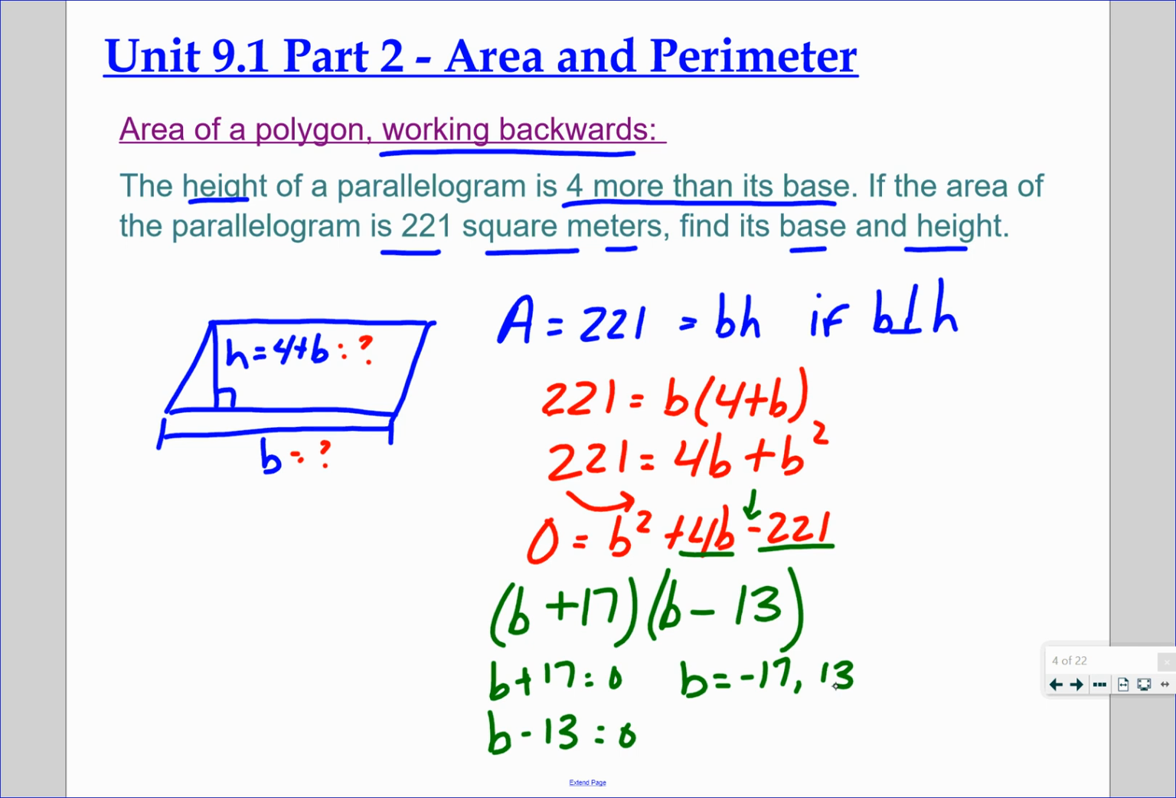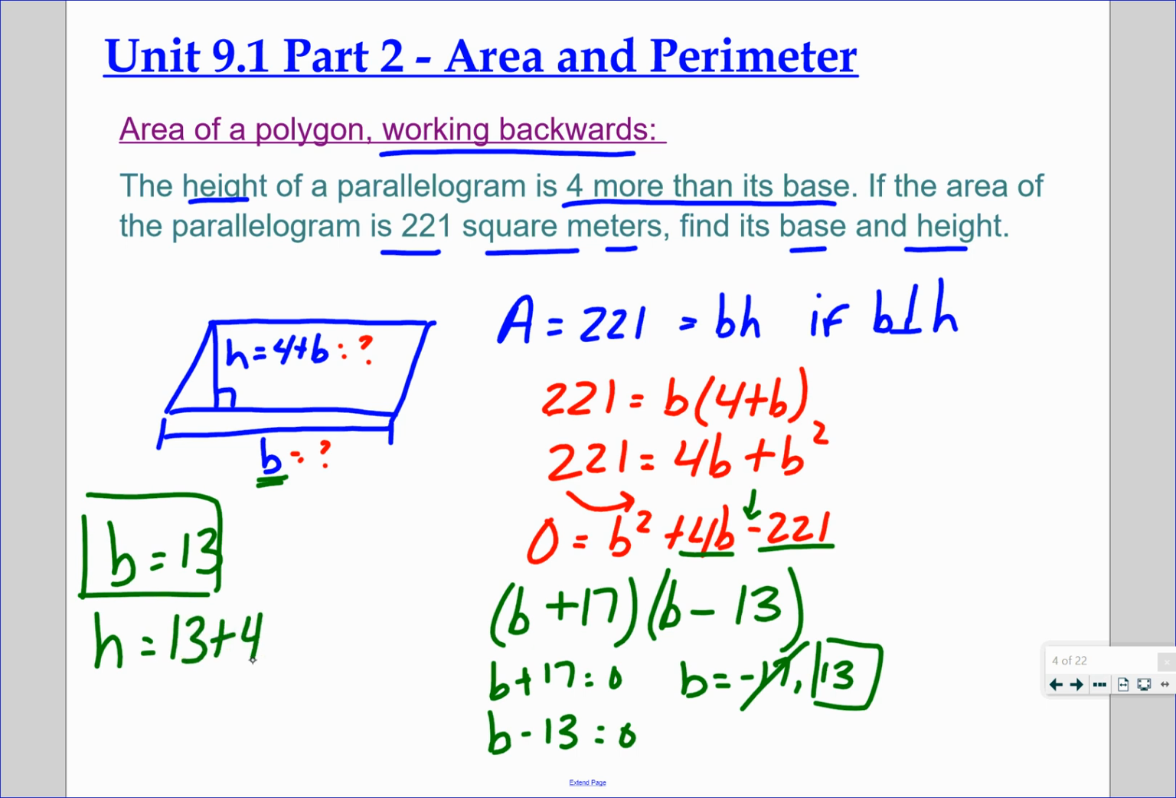Now, b is actually representing the length of something on a shape, so we can't have a negative 17. So we would say that our base is equal to 13, and we would say our height is equal to 13 plus 4, which is 17. So then we've now found the base and the height of our parallelogram. A little bit of a challenge problem there for you, something to think about.